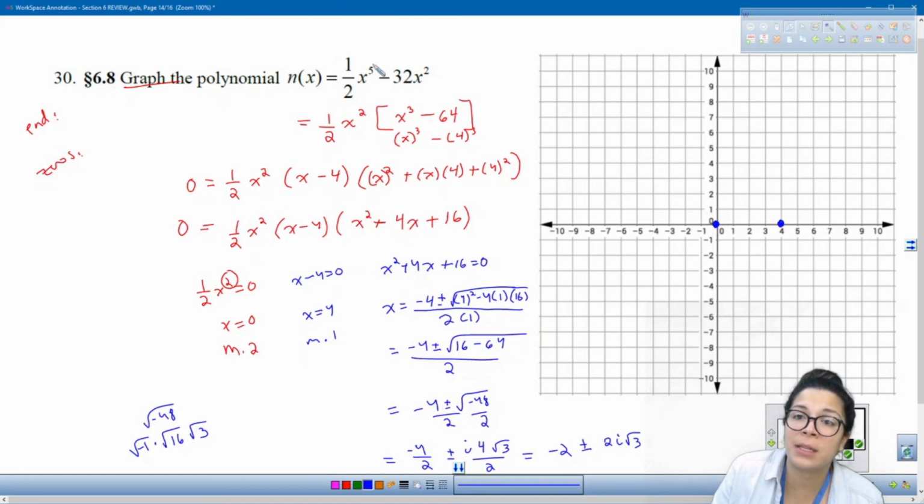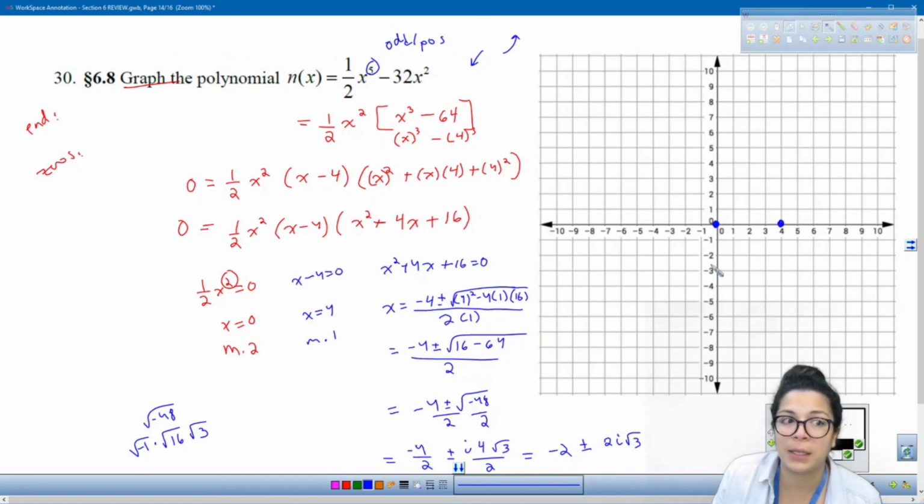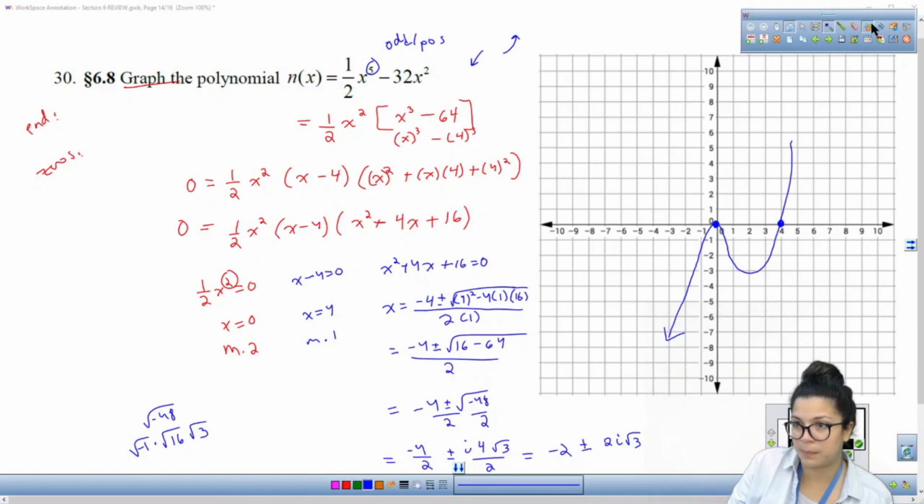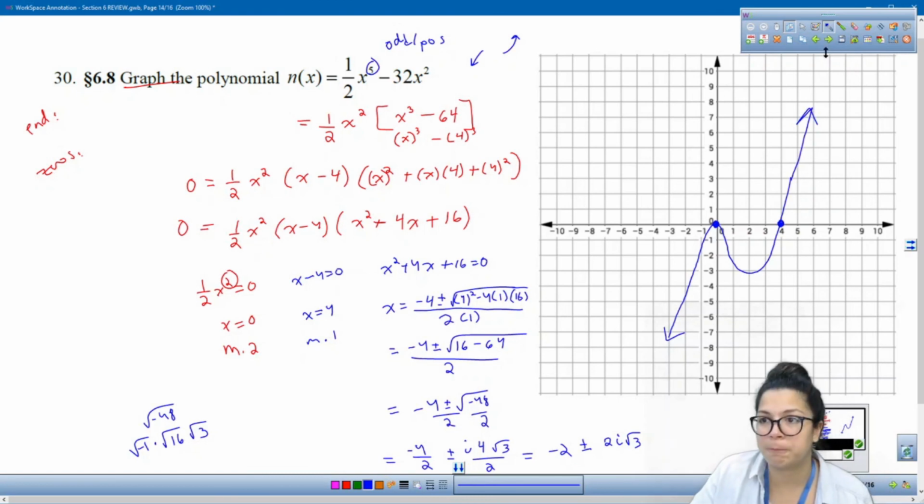So it will be hitting and bouncing back on that one. The end behavior is odd and positive. So overall, we're going up from left to right. So we're going to start on the bottom, hit the 0 of 0, bounce back, and then go through the 0 of 4 straight. There we go. Okay, so that's what it would look like.